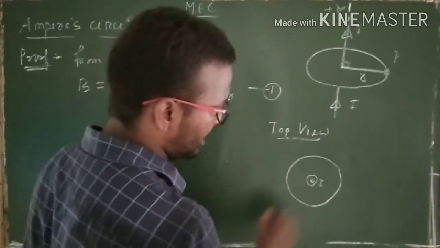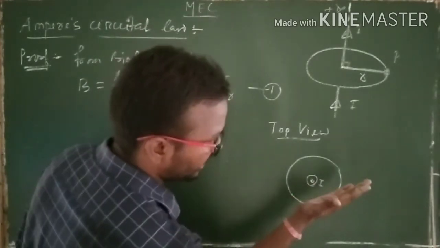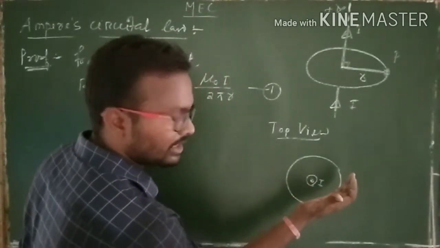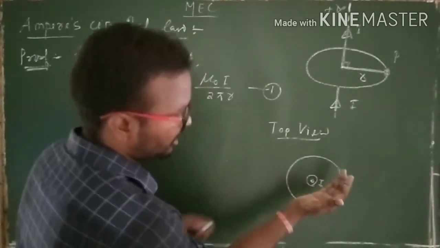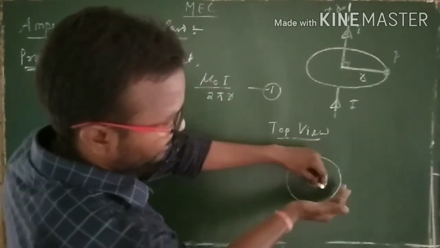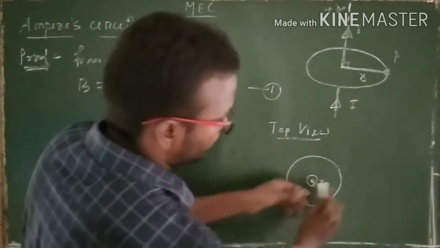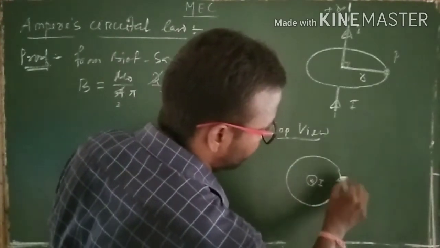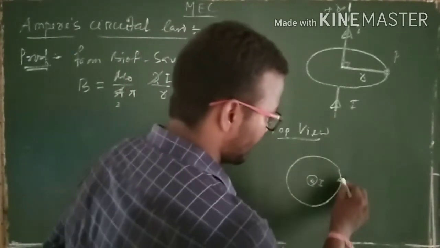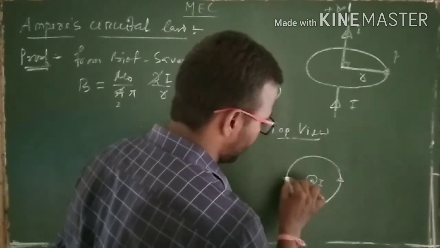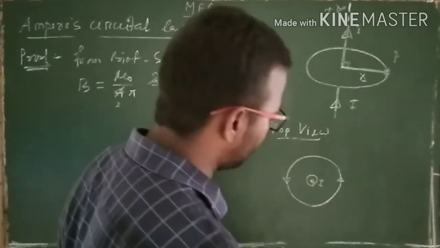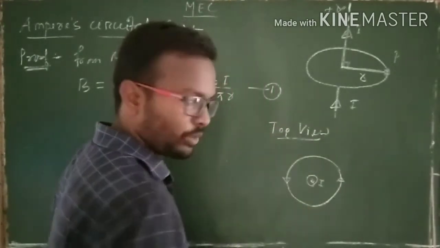If we use the right hand thumb rule, then the thumb indicates the direction of flow of current. Clear? And if we curl the fingers, then this is the direction of magnetic field. Clear? This is the direction of magnetic field in this way, and the magnetic field lines are concentric circular rings.